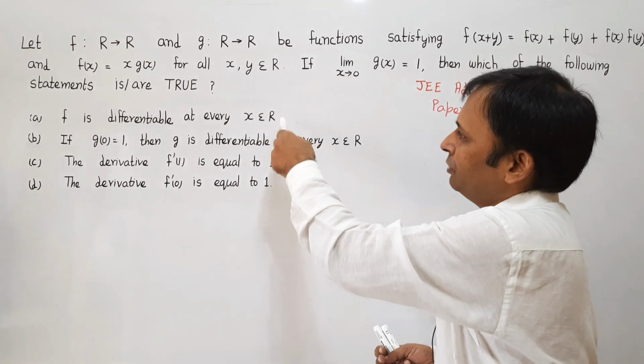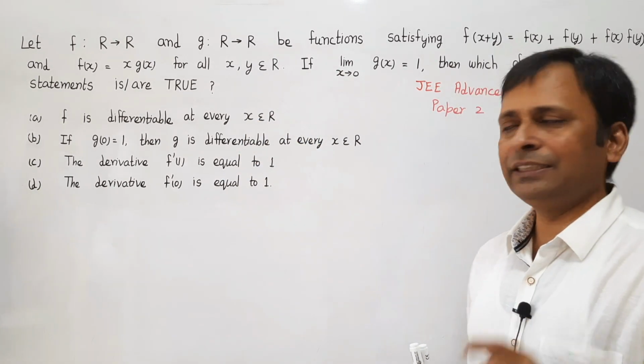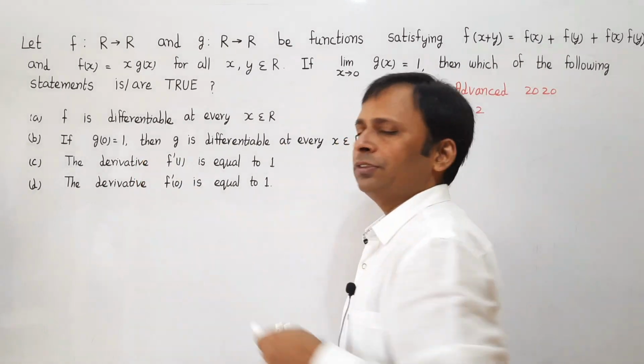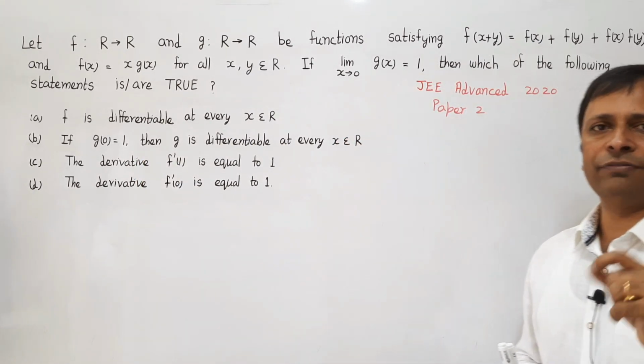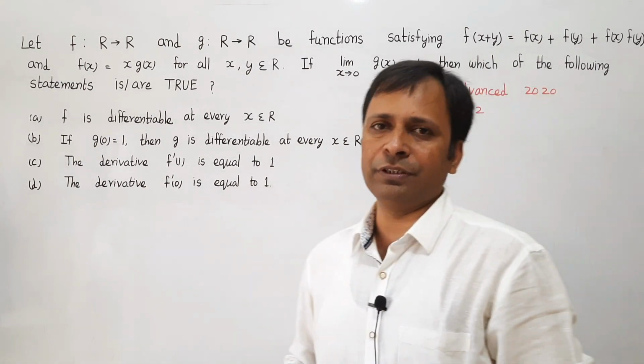In the first two options, they are asking us to find the differentiability of f and g, and in the third and fourth options they are asking for the values of f'(0) and f'(1), to verify whether both of them are equal to 1.